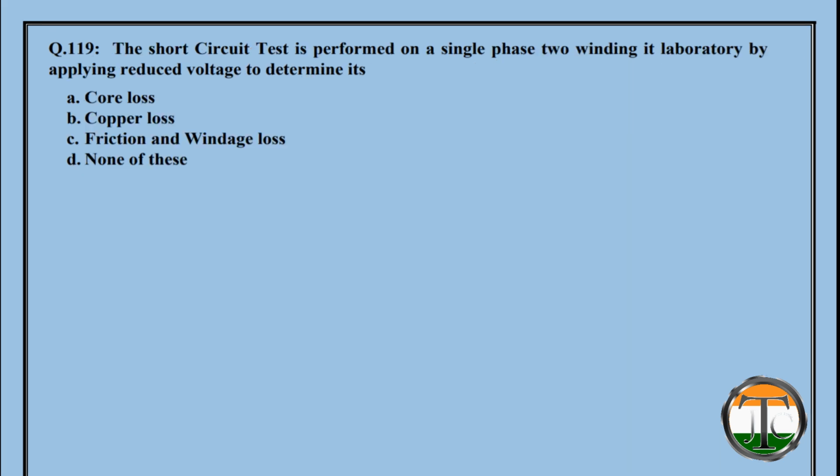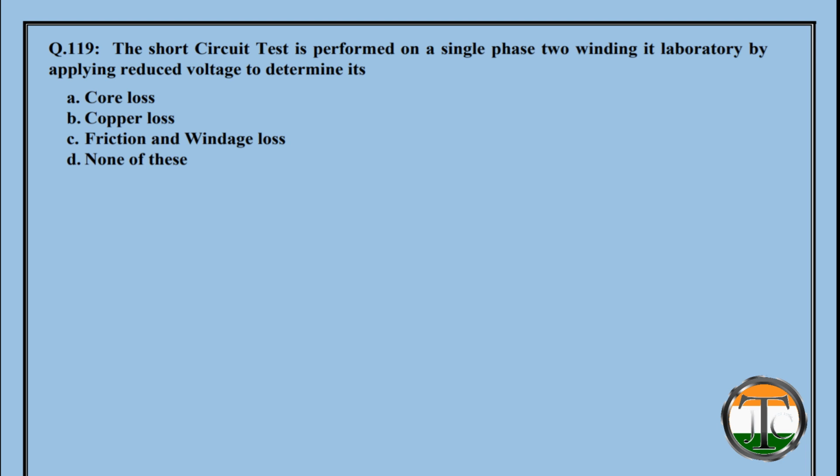So the next question is 119, that is the short circuit test is performed on a single phase two winding transformer in the laboratory by applying reduced voltage to determine its: option A is core loss, option B is copper loss, option C is friction and windage loss, option D is none of these. This question comes under the transformer part. In a transformer two types of test are there, one is the short circuit test, another is the open circuit test. The short circuit test is held to find the copper loss. Here option B is the right answer, that is copper loss.